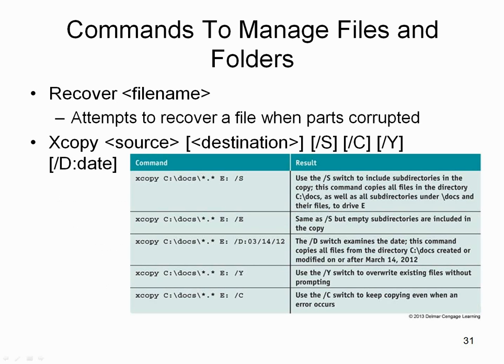Use the recover command to attempt to recover a file when parts of the file are corrupted. The command is best used from the Windows 7 recovery environment. The xcopy command, however, is a more powerful version of the copy command. It follows the same general command source destination format as the copy command, but it offers several more options. Table 3-3 shows some of these options.